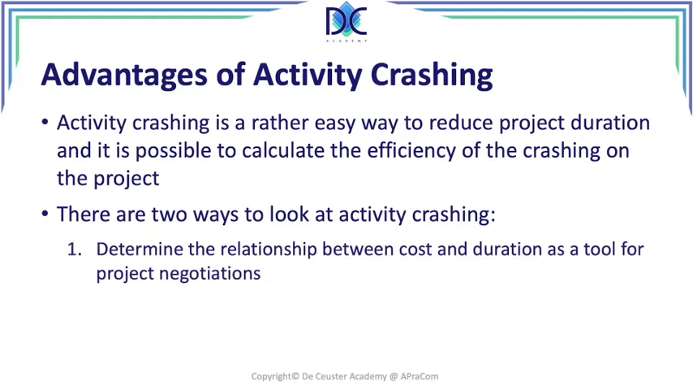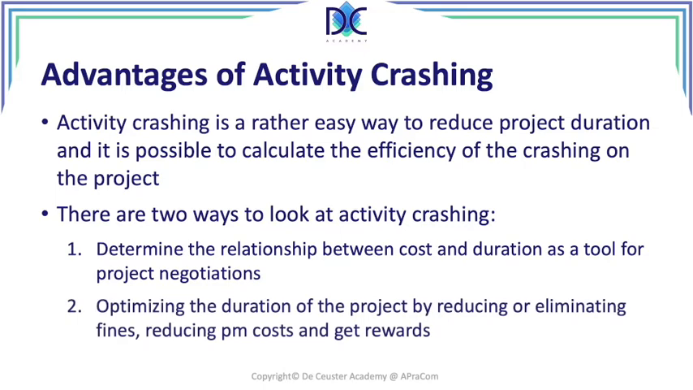First of all, we have to look at the relationship between cost and duration as a tool for project negotiation. So when we are calculating the duration of the project and we are applying crashing, we can find a relationship between the time, the duration of the project, and the cost of the project. And we will look at an example where we have done this, and we can use that later when we are discussing with our customer, and the customer says we want to have the project finished in a specific time.